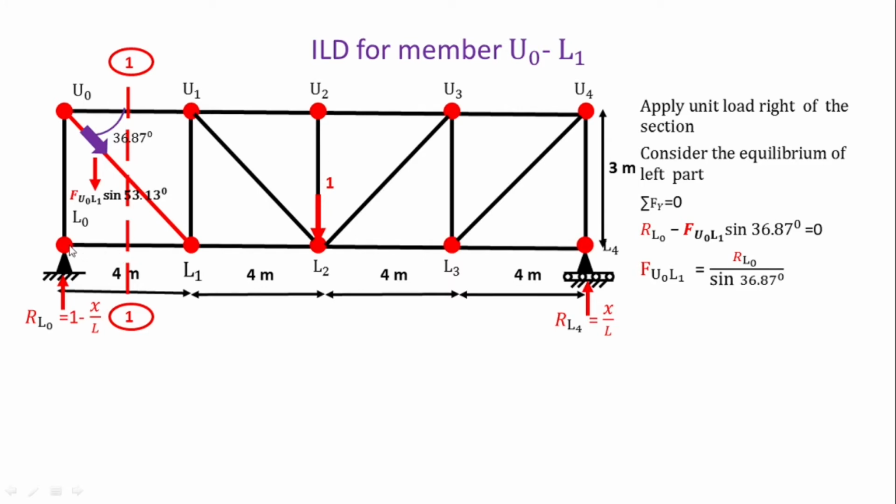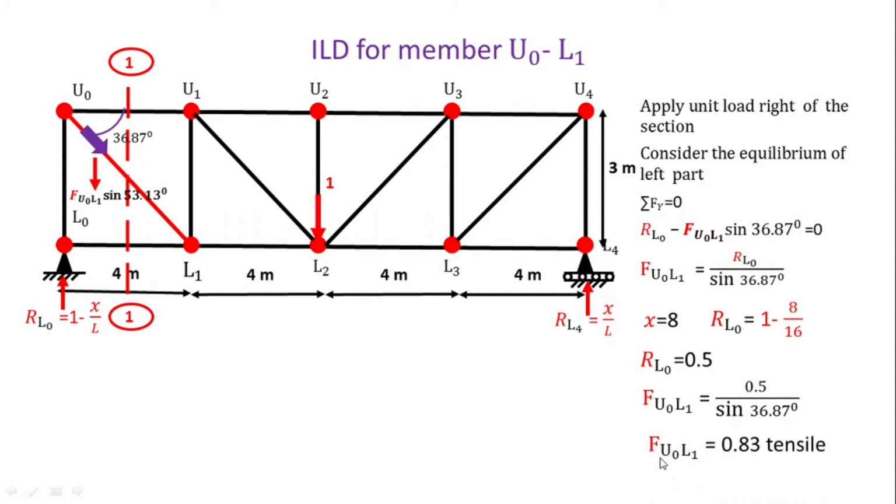Now the value of x changes to 8 meters. So x is equal to 8. What is the value of RL0? RL0 is equal to 1 minus 8 by 16, so RL0 is equal to 0.5. Put this value into our previous equation: FU0L1 is equal to 0.5 divided by sine 36.87. FU0L1 is equal to 0.83, and this value is positive. It means what we assumed holds: when the unit load is at 8 meters, this member is subjected to tensile force, and the ordinate is 0.83.